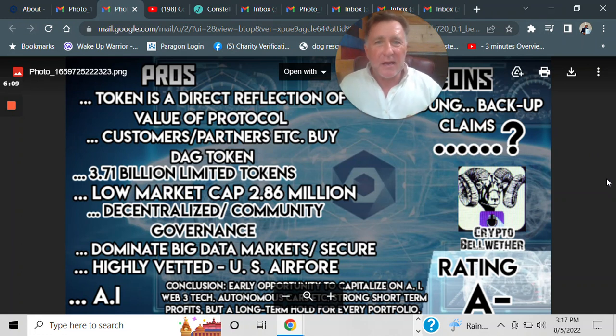Now, the token is a direct reflection of the value of the protocol. I love that. Not to talk bad about other projects, but with a lot of projects, the token is indirectly valued. This token basically represents the blockchain. If Constellation DAG does well as a blockchain, the token is going to do well, and I love that. Now, the customers and everyone have to buy from the open market to do anything with the blockchain. That's the way it should be set up.